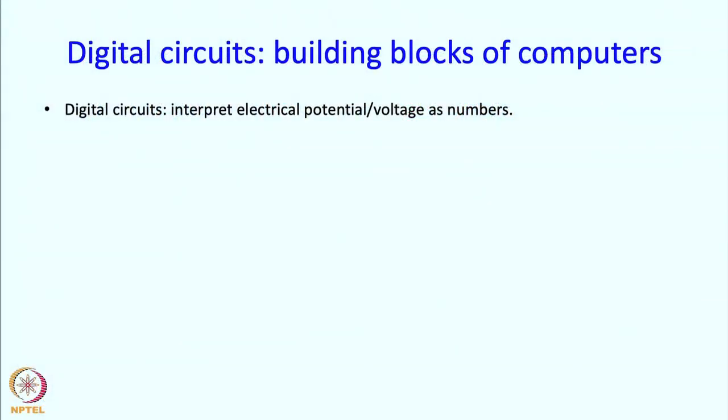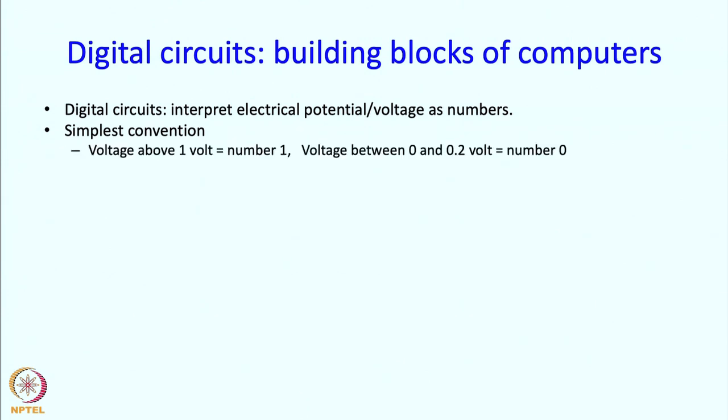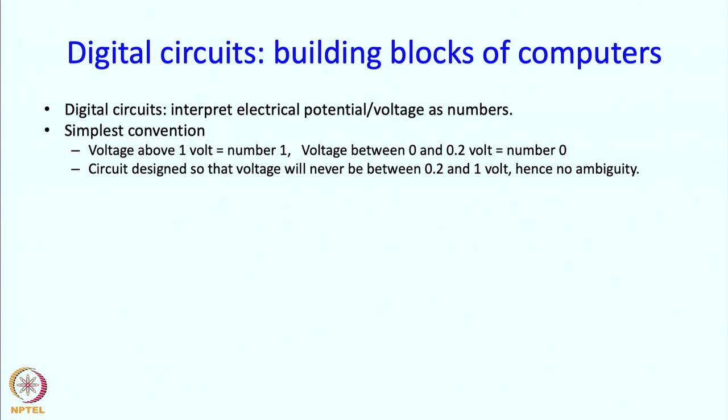Digital circuits are really the building blocks of computers. So, a digital circuit is simply a circuit in which we human beings interpret the voltages and currents as numbers. Okay, so there are some voltages and there are some currents, and we are going to interpret those as numbers. Here is the simplest convention. We may say that in a particular circuit, in a particular wire really, if the voltage goes above 1 volt, then we'll think of it as the number 1. If it stays close to 0, then we'll think of it as the number 0. Now, digital circuits are typically designed so that voltages will never be between 0.2 and 1. So, we will always be able to interpret a voltage as a number in a very unambiguous manner.